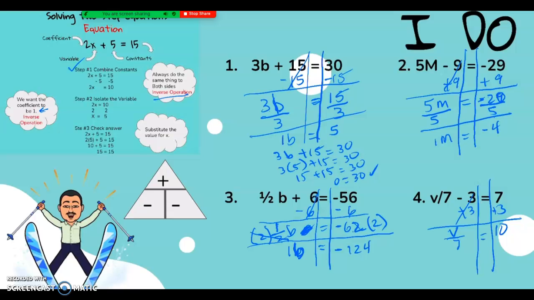Again, the fraction bar means division, therefore I know I'm going to be multiplying. And I'll multiply by the denominator, which is 7. This cancels out and gives me 1v is equal to 10 times 7, or 70. And that is my answer. Okay.